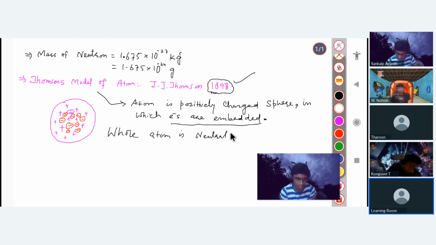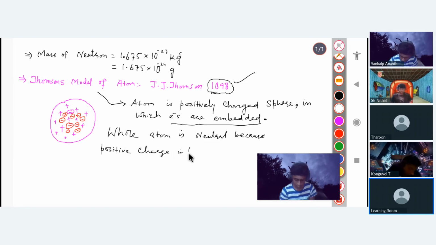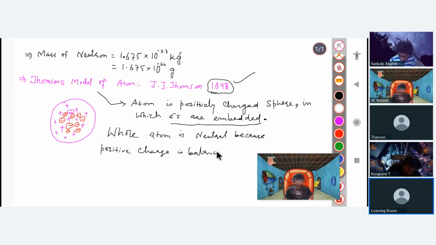because positive charge is balanced by negative charge, that is that of electrons. So it was never positive. The atom was never positively charged, but according to Thomson, it was.